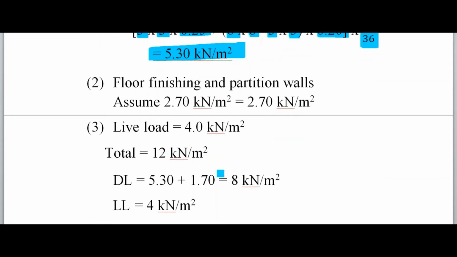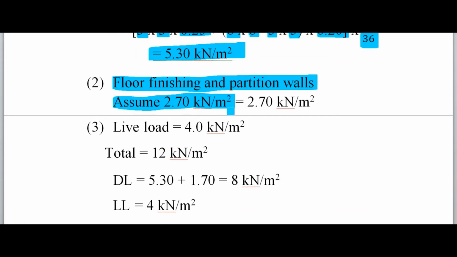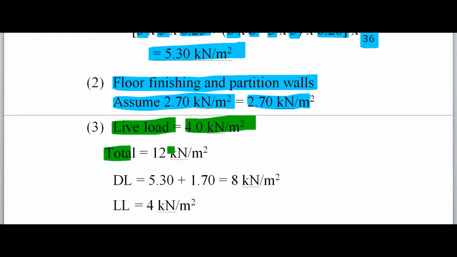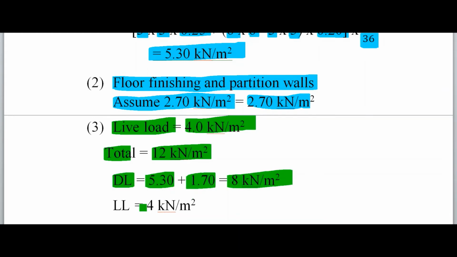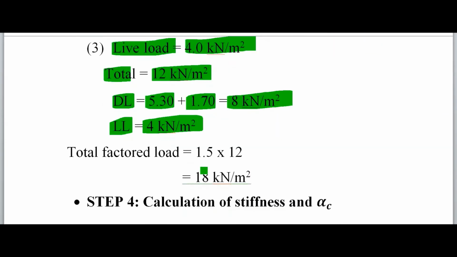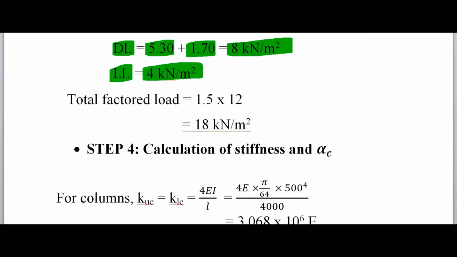Floor finish and partition wall, assume 2.70 kilonewton per meter square because none is given, so we assume it. Third, live load is given, so total load is 12 kilonewton per meter square: dead load 5.30 plus 2.70, so dead load is 8, live load 4 kilonewton per meter square. Then we found the factored load, which is 1.5 into 12, so 18 kilonewton per meter square, right?